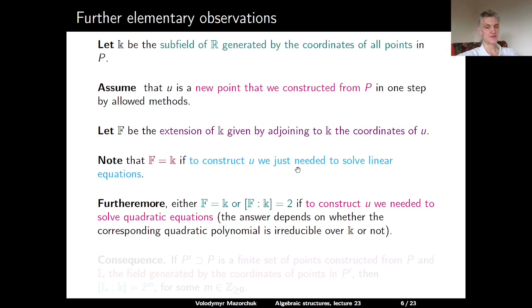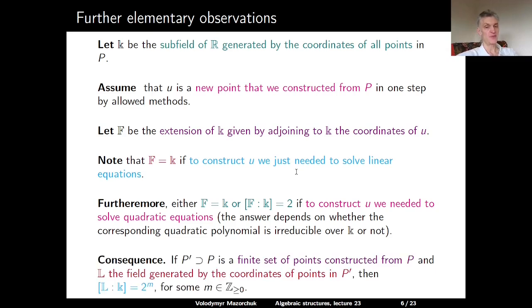But now, this gives us the following consequence. So if P' is a finite set of points which we constructed in the allowed way, starting from the set P, and if capital L is the field generated by the coordinates of the points in P', then the dimension of L over k must be a power of 2. Because at each elementary step we either stay in the same field or we add a field extension of degree 2. So if we combine a finite number of such extensions, the total extension will be a power of 2.